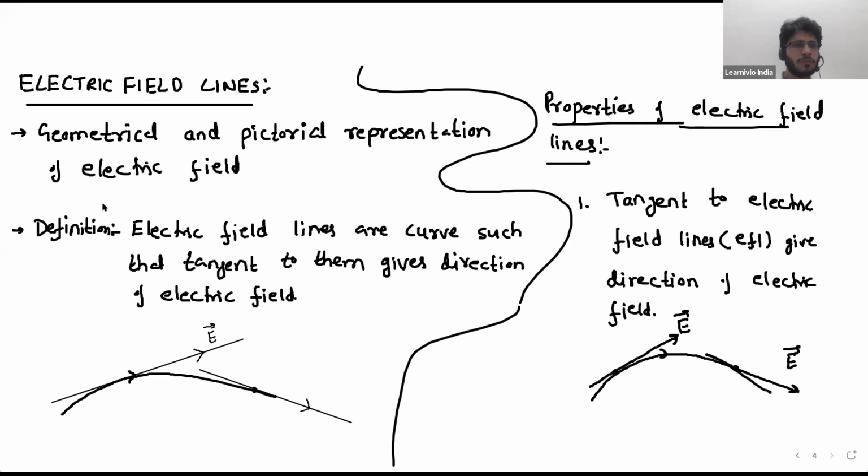Shehzada, can you explain what are field lines in very simple layman language? I'm not asking the definition. Electric field line, if you draw a tangent, and that tangent is the direction of the electric field. Okay.